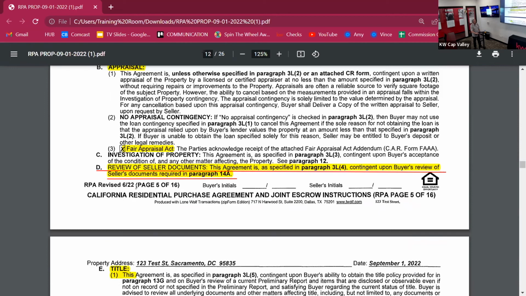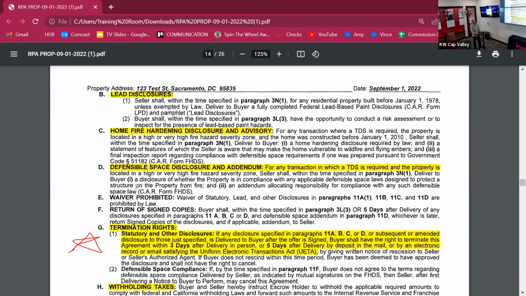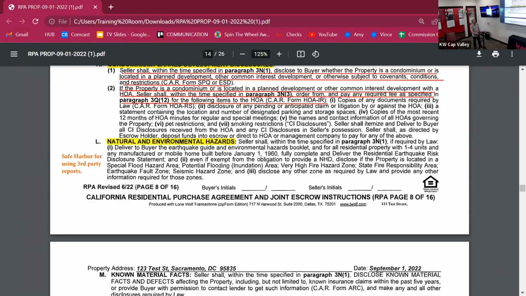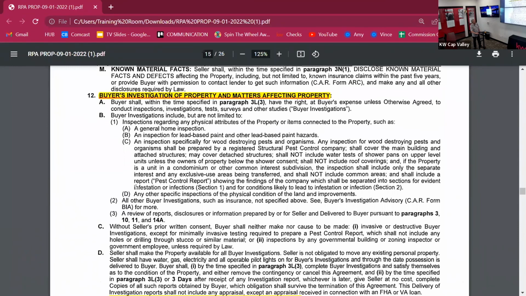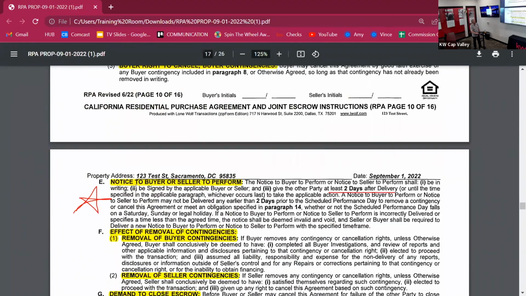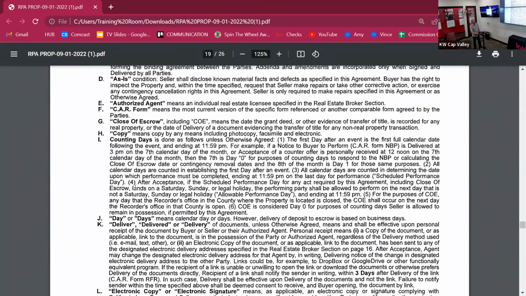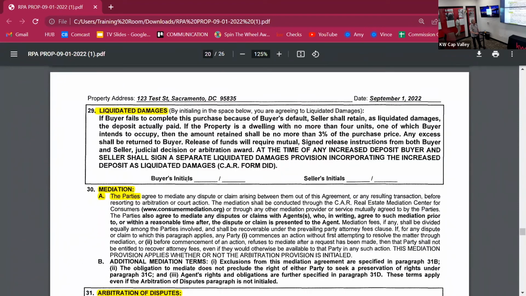Last thing I'll cover is liquidated damages, mediation and arbitration. So in order to negotiate a contract in which the buyer's earnest money deposit is subject to liquidated damages, both buyer and seller must initial.